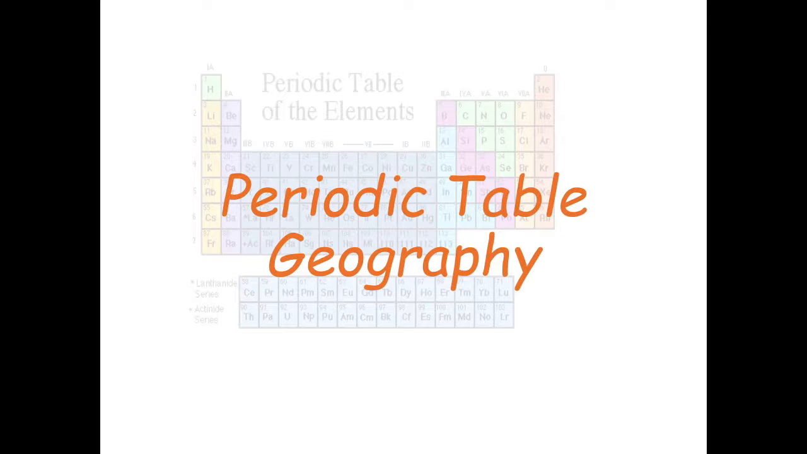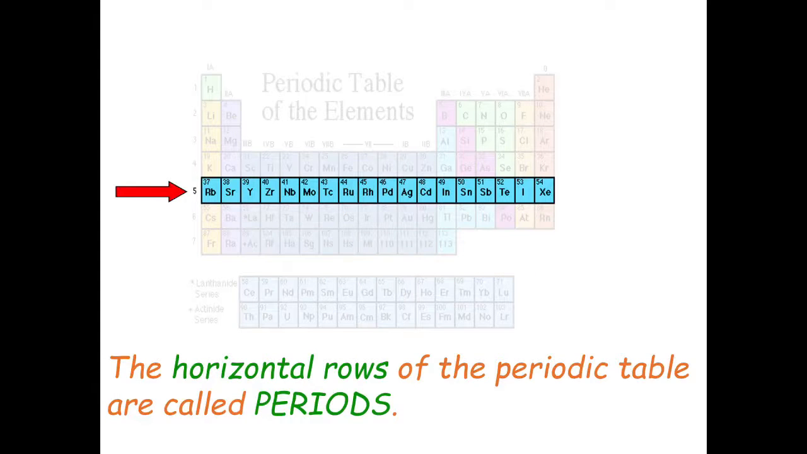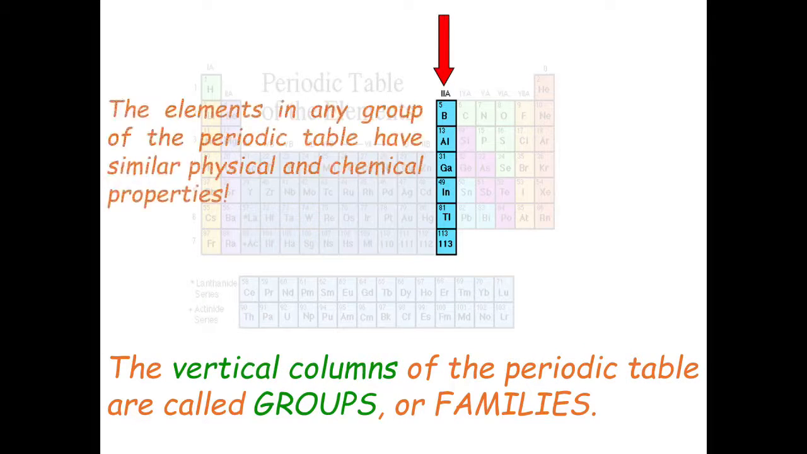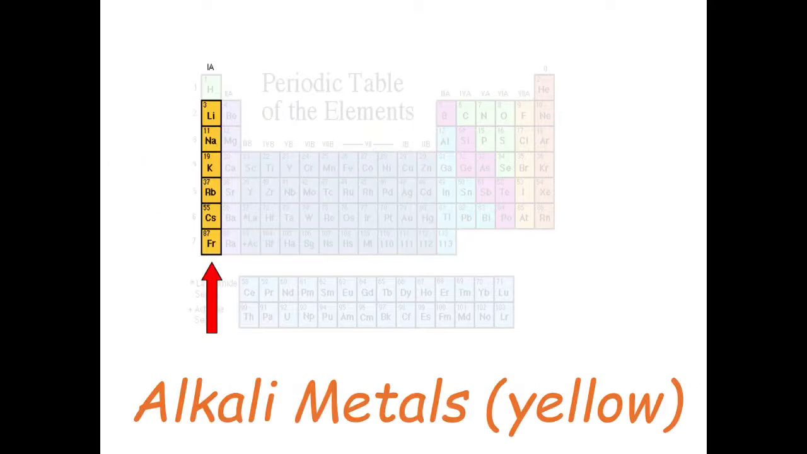Welcome back, chemists. Today we're going to talk about the geography of the periodic table, or more simply put, the way the periodic table is arranged. So first we need some vocabulary. The horizontal rows on the periodic table are called periods, and the vertical columns are called groups, or sometimes families. Elements in any group or family will have similar physical and chemical properties, so they'll behave in similar ways.